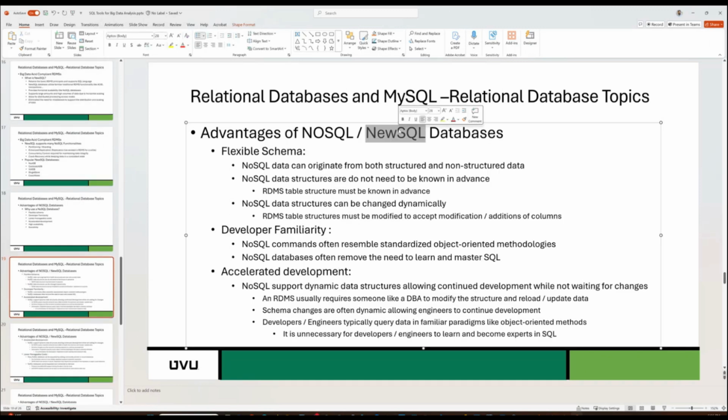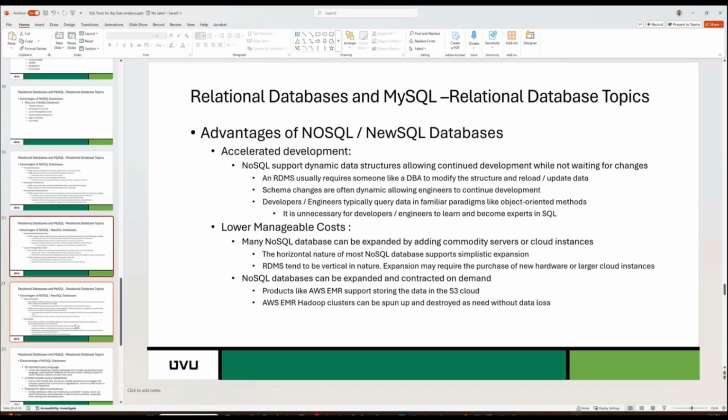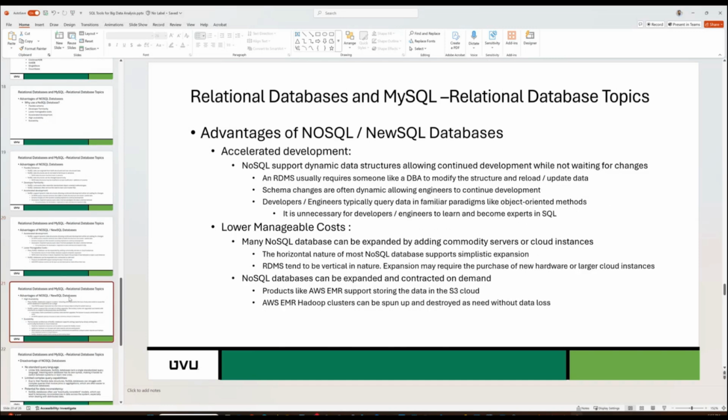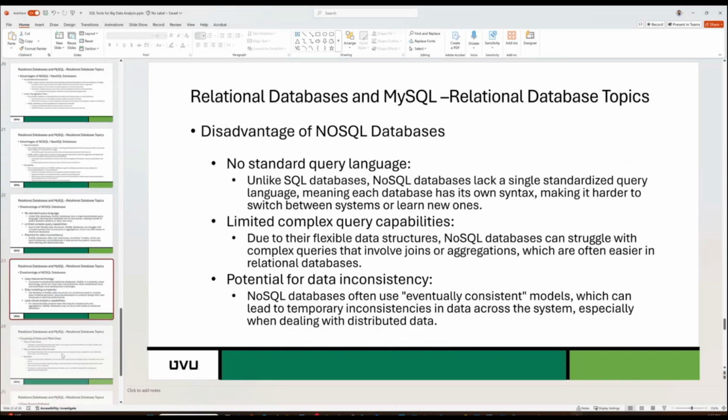I don't know if I want to do this. I will get rid of this too. All right. Anyway, we talked about the flexible schema, familiarity. This is just some more detail on the same kind of things, the things that I just mentioned. Okay, there we go. I don't want to go into that.